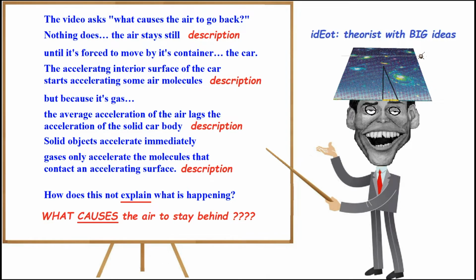But because it's gas, the average acceleration of the air lags the acceleration of the solid car body. Solid objects accelerate immediately. He hasn't explained why. Gases only accelerate the molecules that are in contact with an accelerating surface. Again, he's just saying these things. He hasn't explained anything, but then he concludes, how does this not explain what is happening? So he hasn't explained what causes the air molecules to stay behind before the car touches them or before other molecules of air come in contact with them. I'm going to show that in a minute, in a little more detail. So keep that in mind.